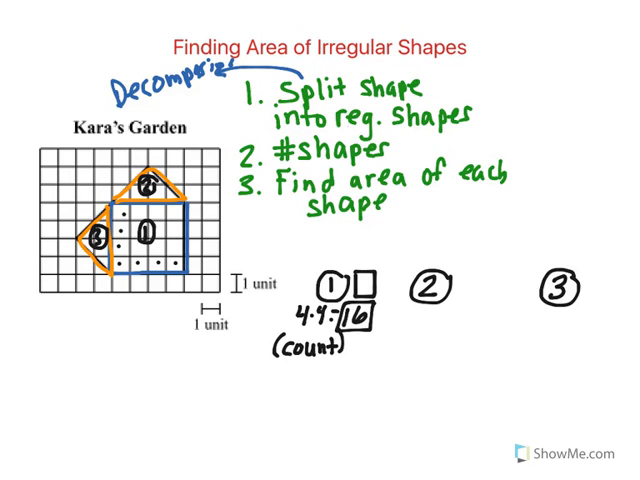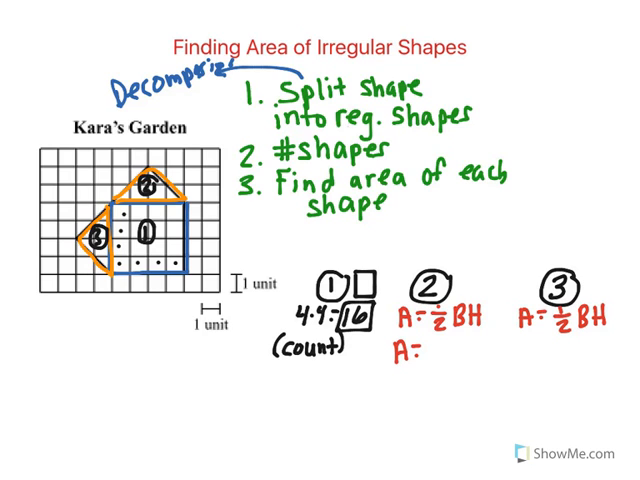Next, I'm going to go to shape 2, and I'm noticing that that's a triangle. This one's going to be more difficult to count the squares inside because of the slants. So because of that, I'm going to use the formula that we came up with, and I'm going to use A equals 1/2 BH. And because shape 3 also has a triangle, I'm just going to rewrite my formula over there to remind myself that I can use that same one.